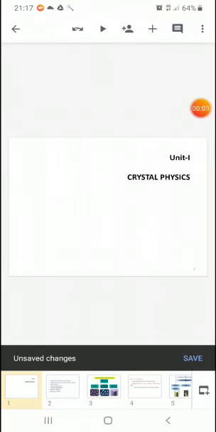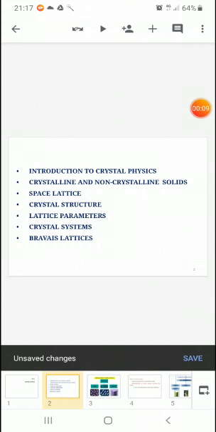Today we are going to see chapter number one, crystal structure. In this chapter, we will see introduction to crystal physics, crystalline and non-crystalline solids, space lattice, crystal structure, lattice parameters, crystal systems, and Bravais lattice.